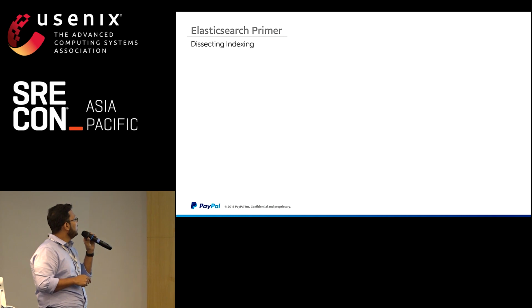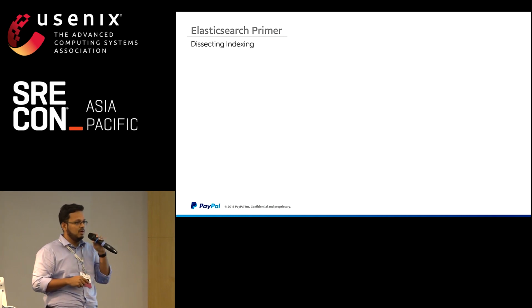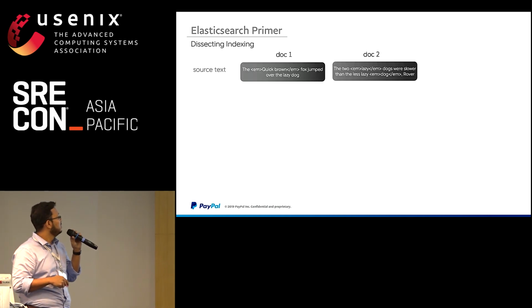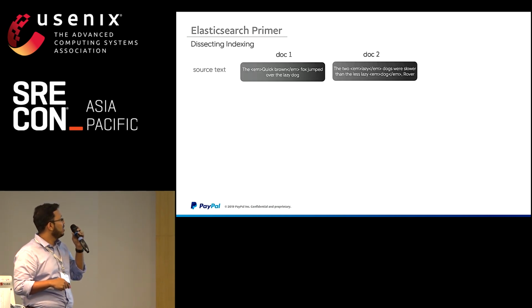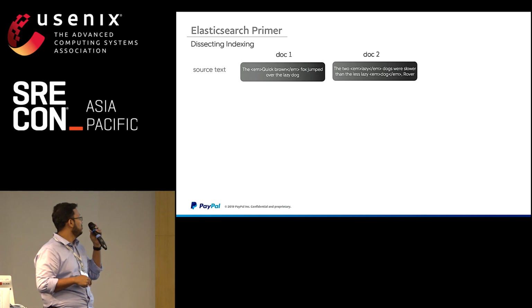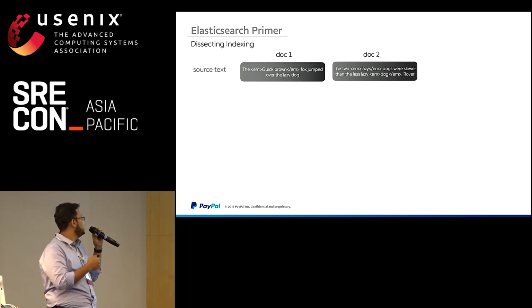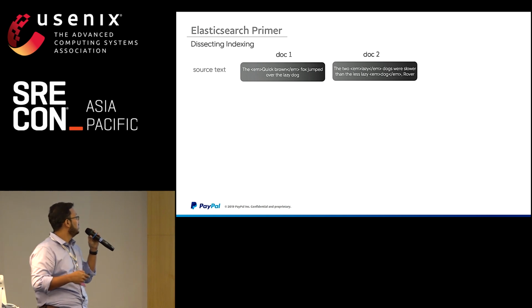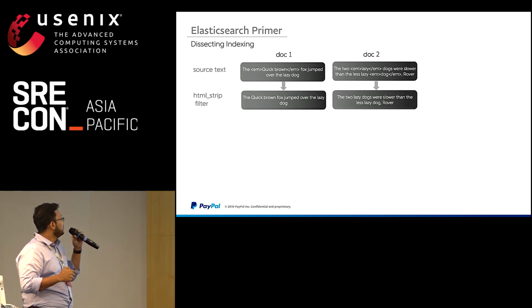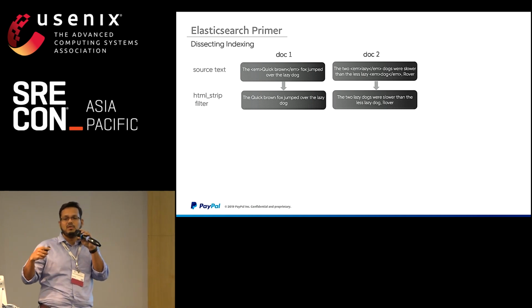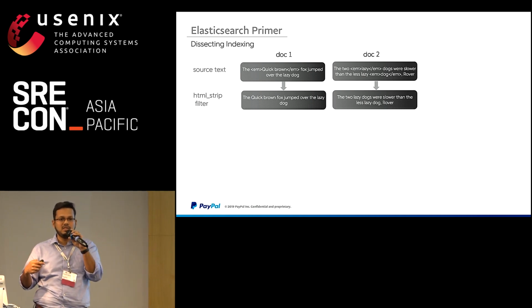We'll drill this a little deeper in terms of how exactly indexing works by taking an example. Here you have 2 documents: "The quick brown fox jumped over the lazy dog," and another document that says "The 2 lazy dogs were slower than the less lazy dog." So Elasticsearch, like I said, applies a little more logic before it persists the document in the cluster.